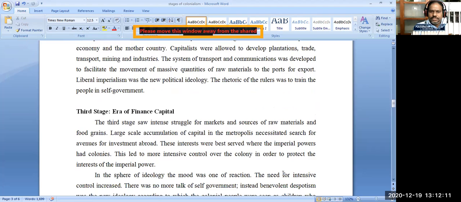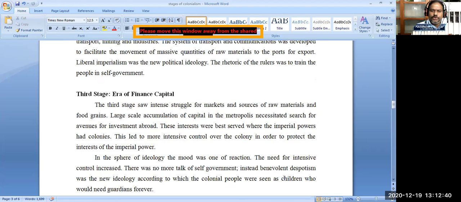Now in the third stage, which is the era of finance capital, the third stage saw intensive struggle for markets and sources of raw materials and food grains. Large scale accumulation of capital in the metropolis necessitated a search for avenues for investment abroad. These interests were best served where the imperial powers had colonies. This led to more intensive control over the colony in order to protect the interests of the imperial power.